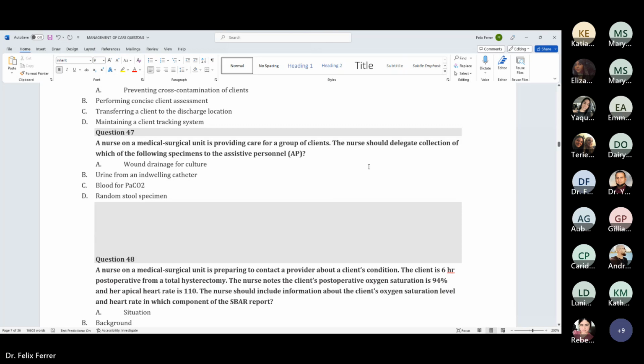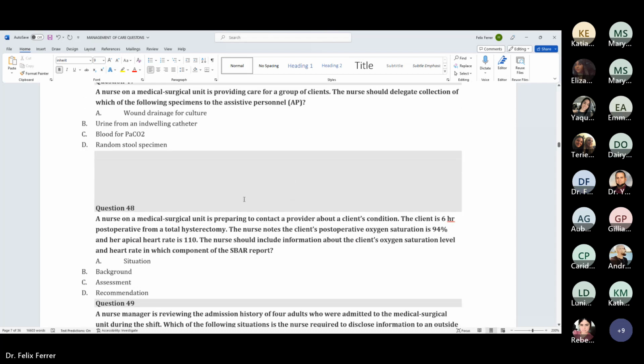47. A nurse on a medical-surgical unit is providing care for a group of clients. The nurse should delegate collection of which of the following specimens to the assistive personnel? D as in David. Really good.